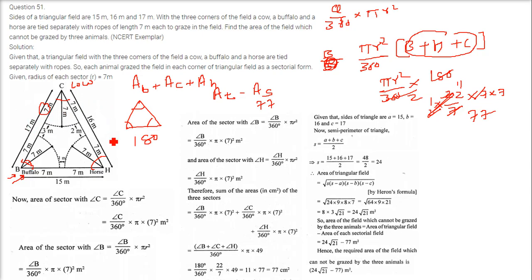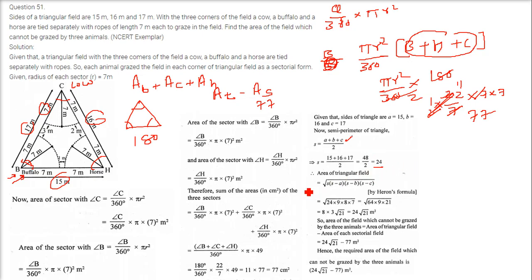Because the different sides are given, we will use Heron's formula. In Heron's formula, we add 17, 16 and 15 and divide by 2 to get S. So S equals (a plus b plus c) by 2, which is (15 plus 16 plus 17) by 2, which comes to 48 by 2, that is 24.